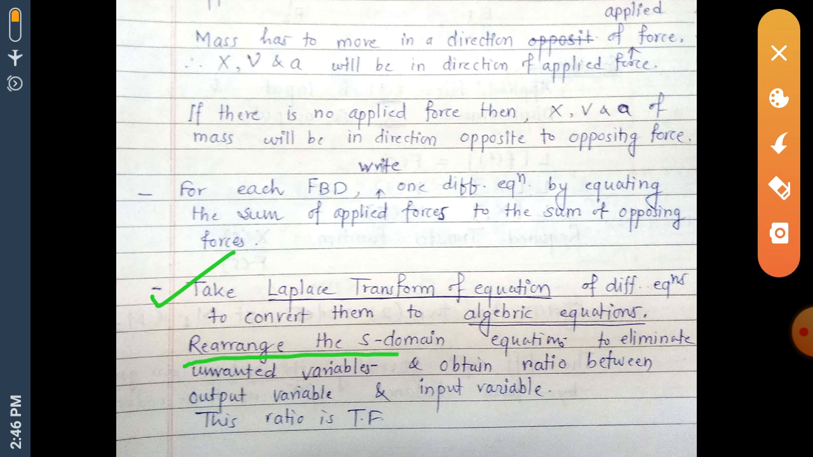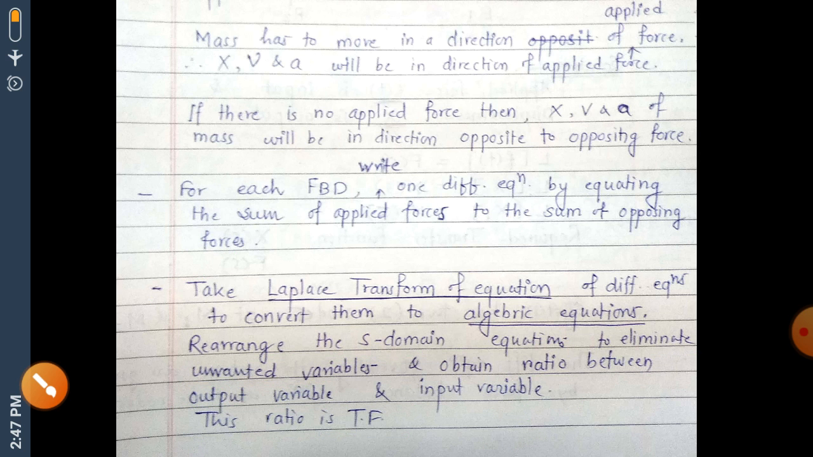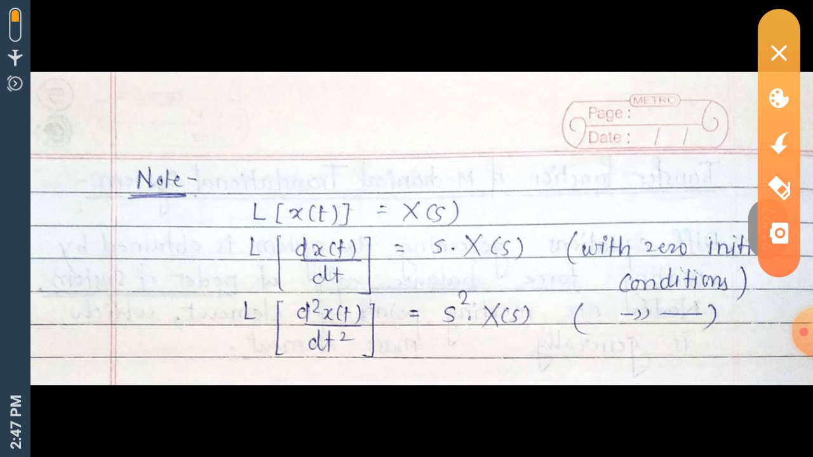Rearrange the s-domain equations to eliminate unwanted variables and obtain the ratio between the output variable and the input variable. This ratio is nothing but our transfer function. After that we will get our transfer function.